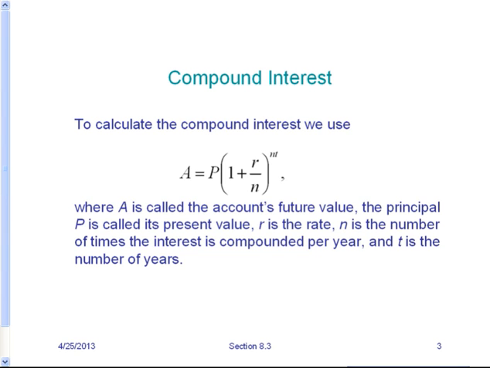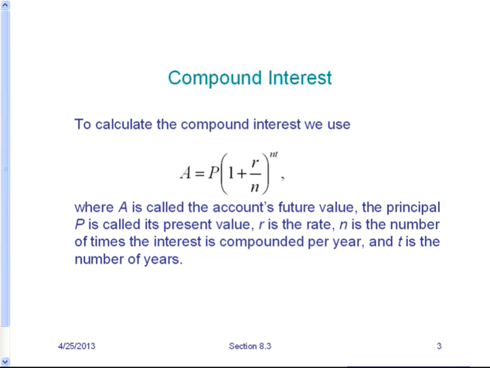The formula, if we have compound interest, A is equal to P times 1 plus r over n raised to the nt. A is called the account's future value. That's what we're going to have in the future. P is the principal. That's also called the present value. R is the interest rate. N is the number of times the interest is compounded per year, and T is the number of years.